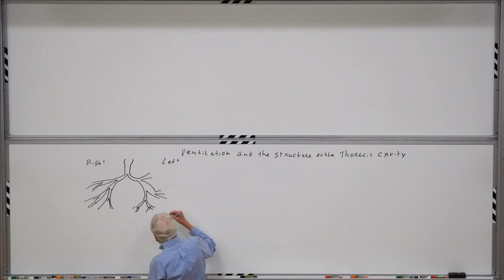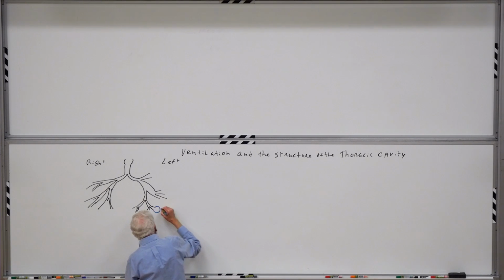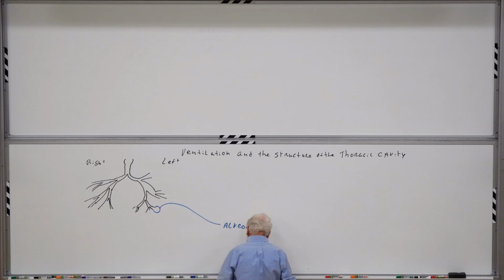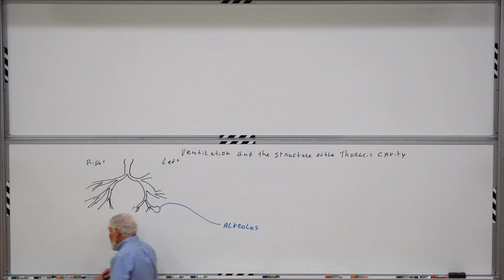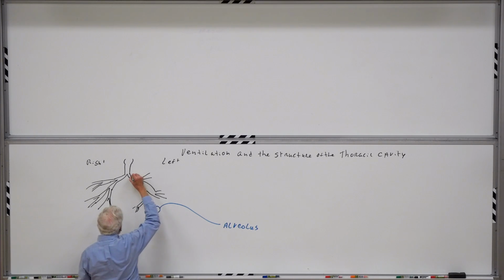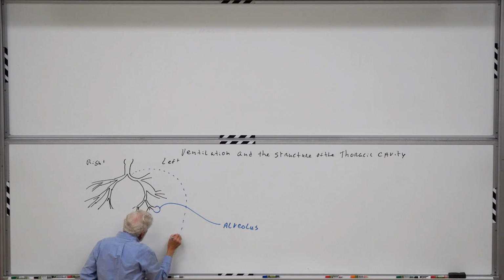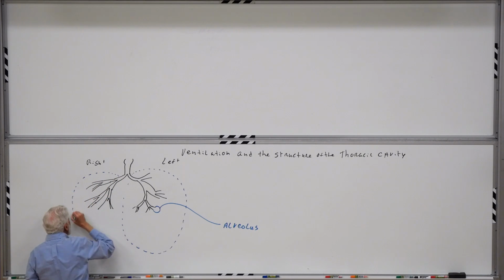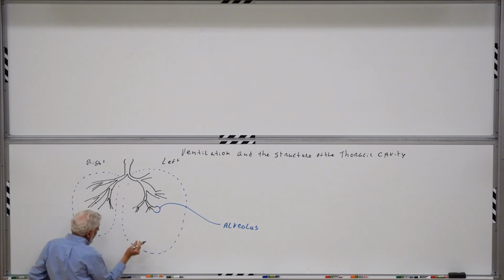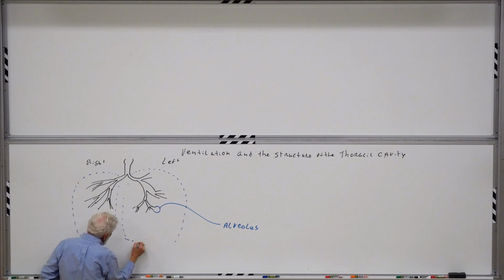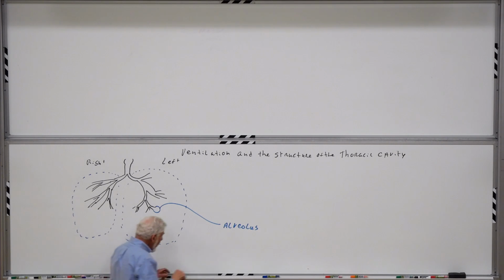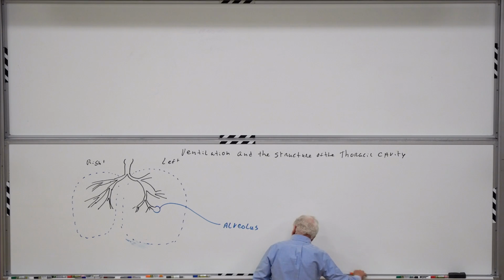And then remember, at the end of this conducting zone is going to be the respiratory zone, and I'll show that in blue. So this is an alveolus. And then surrounding this structure, and let me put in blue here, this is meant to be the outer limits of the lung. And we have on the left side and on the right side the outer limits of the lung. Let me make this a little smaller here.